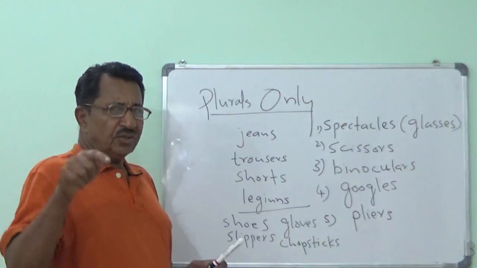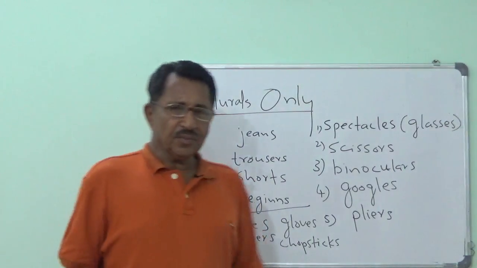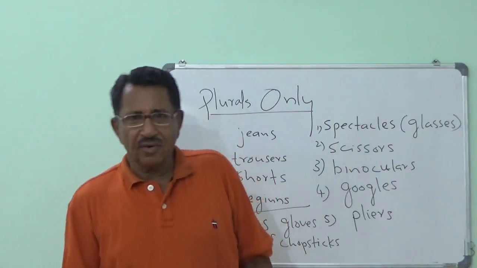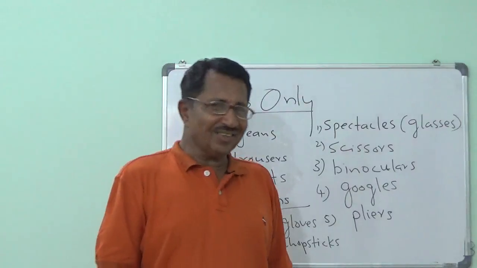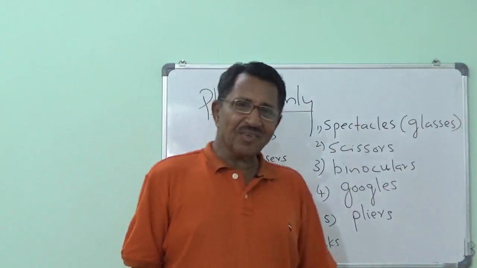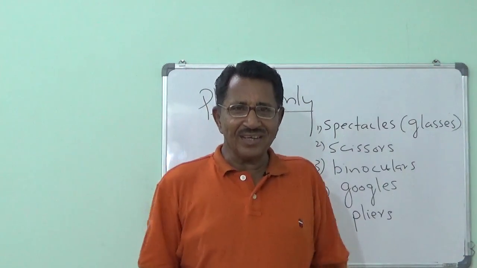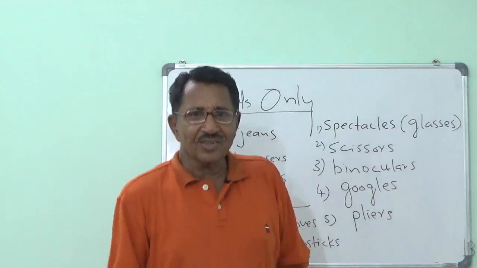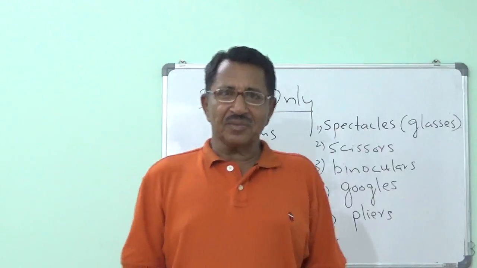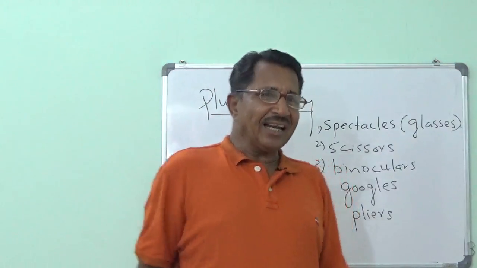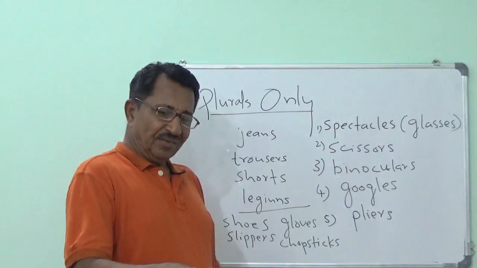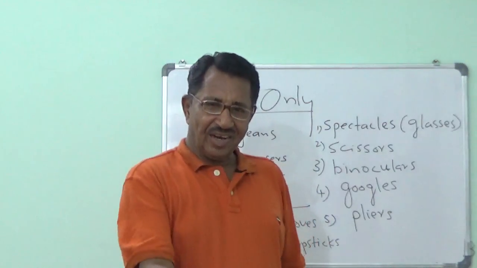Shoes. One shoe you cannot use now. Suppose you put on one shoe, then what will happen? There will be imbalance. Then you will be walking like this. Right? That is not good. Same thing with slippers. If you wear only one slipper, you will be moving like that. Some people will think that you are dancing in the street. Yes. So slippers, gloves. With one glove you cannot do anything.